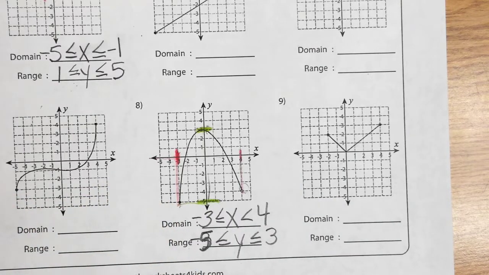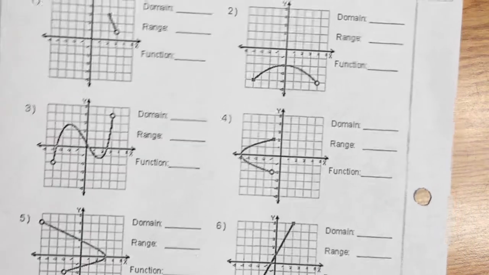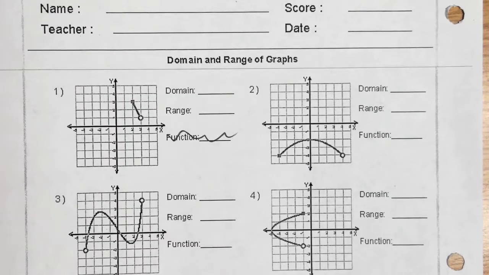Okay, let's flip the page. Let's find one here that I was thinking more of number 4 or number 2, because you have an open and a closed circle in the same spot. Let's do number 2. Number 1, you don't have to do this function or not a function line, okay? Just domain and range, okay? So let's look at number 2.